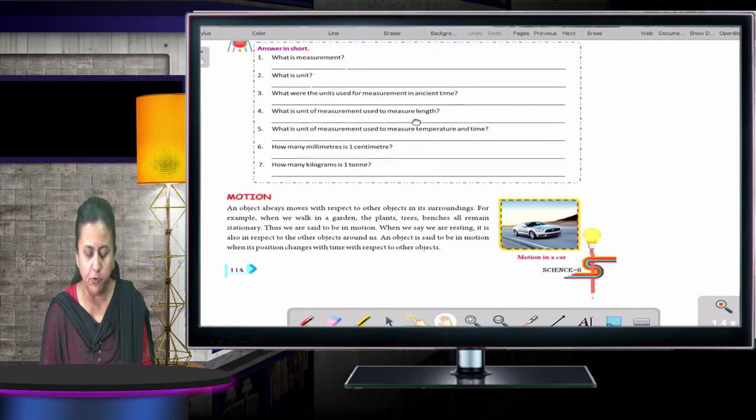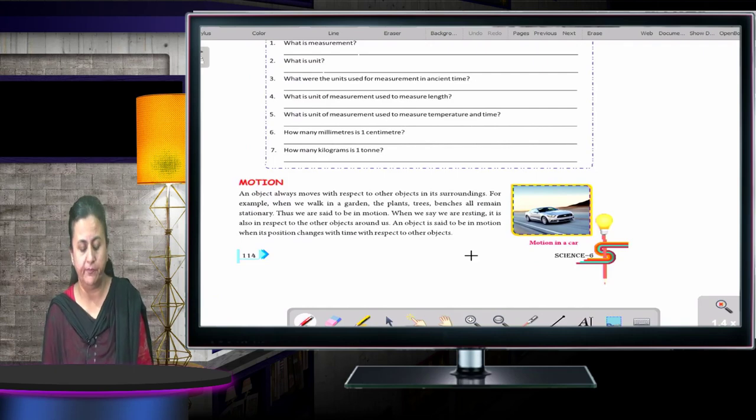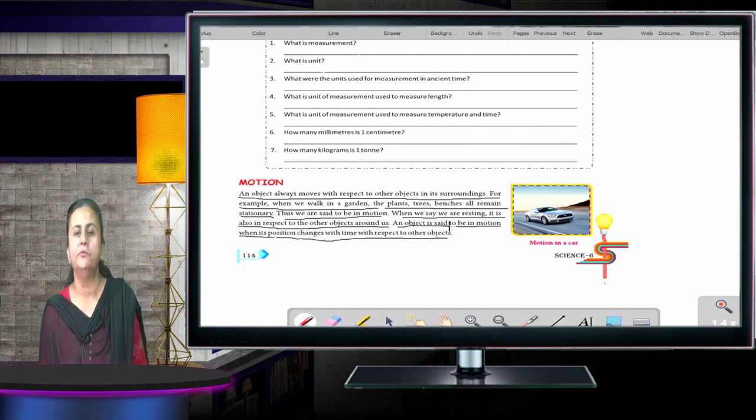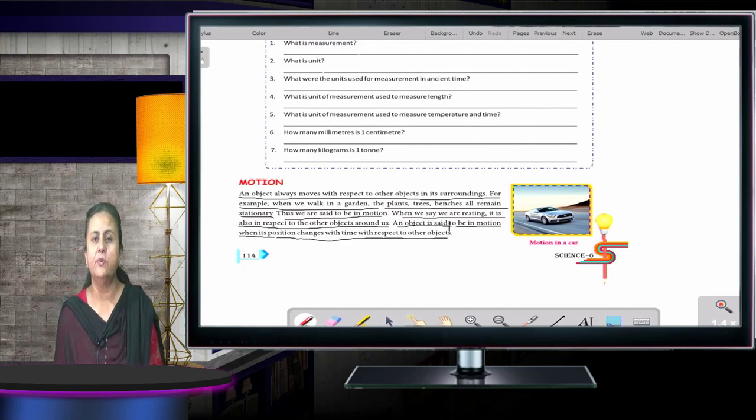Now let's move to the next topic, that is motion. An object always moves with respect to other objects in its surrounding. For example, when we walk in a garden, the plants, trees, benches all remain stationary. Thus, we are said to be in motion. When we say we are resting, it is also with respect to the other objects around us. An object is said to be in motion when its position changes with time with respect to other objects. Motion is when anything is moving with respect to its surrounding.